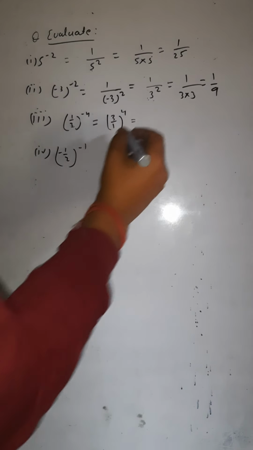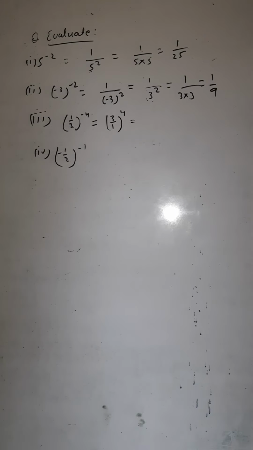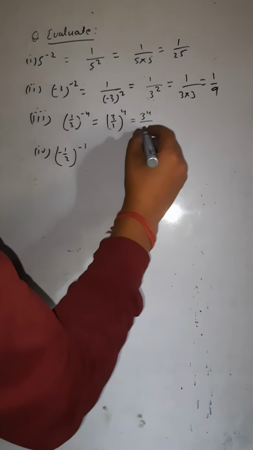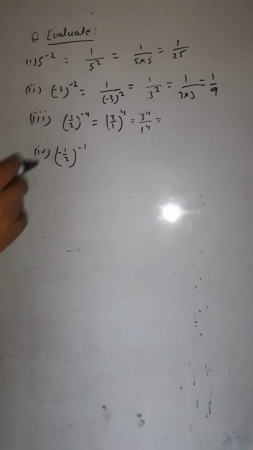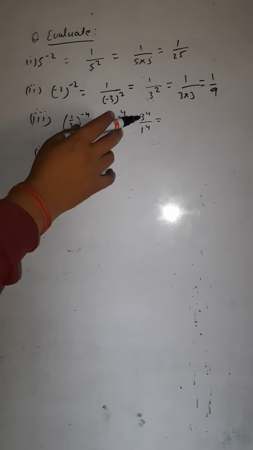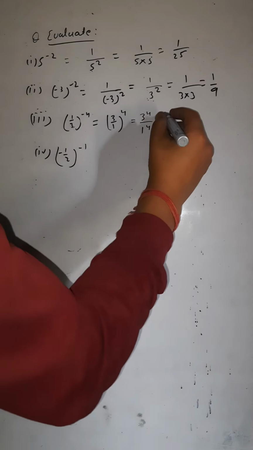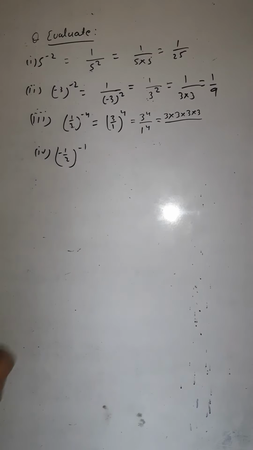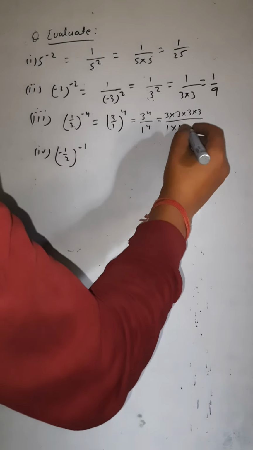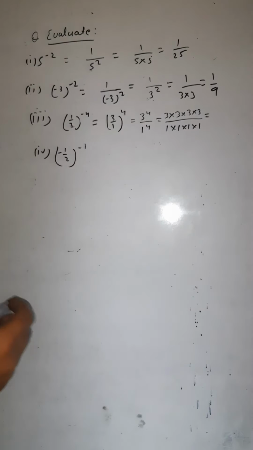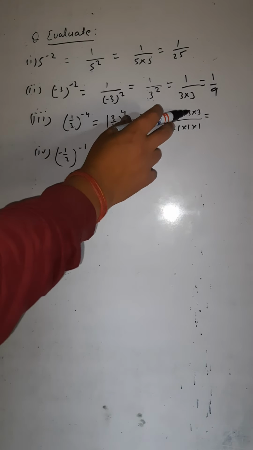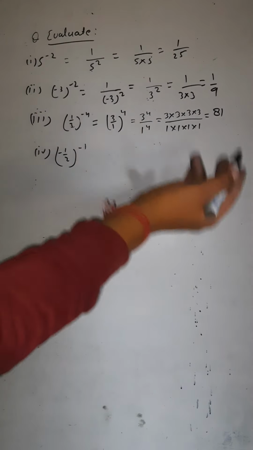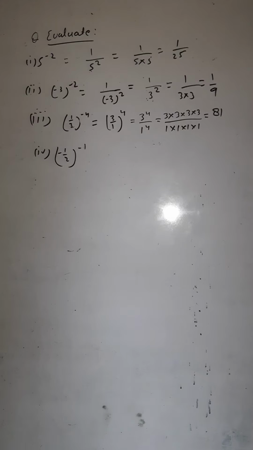Are you getting this? 3 by 1 raised to the power 4. What does it mean? It implies 3 raised to the power 4 divided by 1 raised to the power 4. And 3 raised to the power 4 means 3 is being repeated 4 times, so you multiply 3 four times. Similarly, 1 is being repeated 4 times. So the answer would be how much? 3 times 3 is 9, 9 times 3 is 27, 27 times 3 is 81. Downside 1, 1, 1, 1, the answer is 1, so you can leave it. So the answer would be 81.